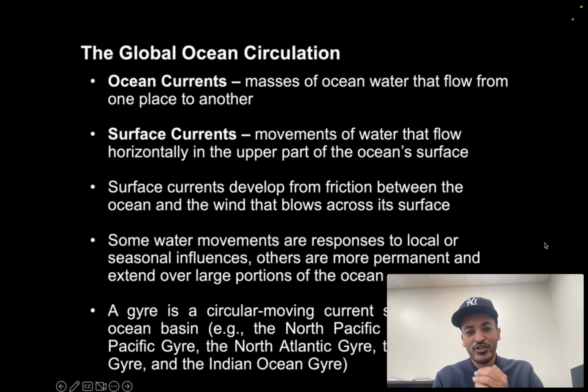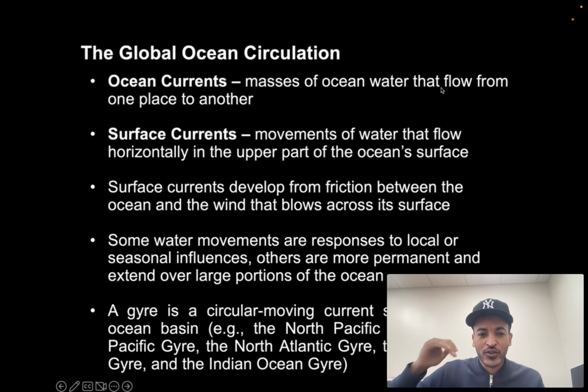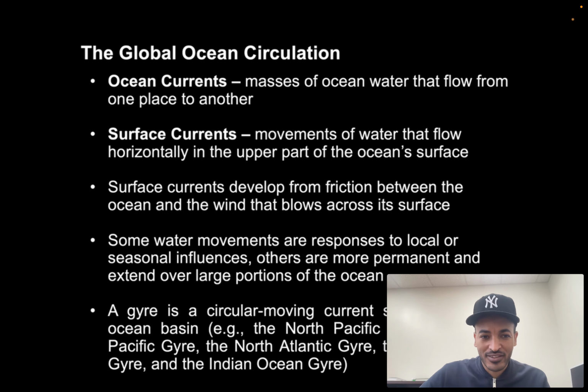When we talk about the global ocean circulation, we're not just talking about the surface currents, what's happening at the surface, but most importantly, what's happening in the deeper ocean. I'll show you in the next slides how that's important in regulating global temperatures, right?